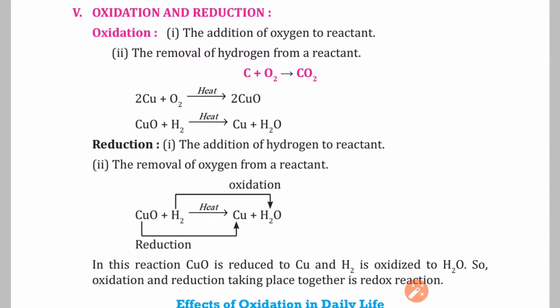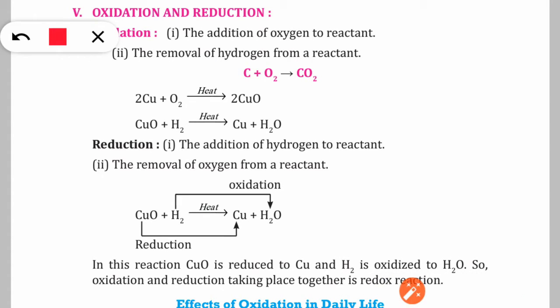Oxidation and reduction reactions. Oxidation is addition of oxygen or removal of hydrogen. You can see two examples here, C plus O2 giving CO2 or Cu plus O2 giving CuO. Addition of oxygen is oxidation, or removal of hydrogen is oxidation. Reduction, the addition of hydrogen or removal of oxygen, is reduction. Copper oxide plus hydrogen giving copper plus water.